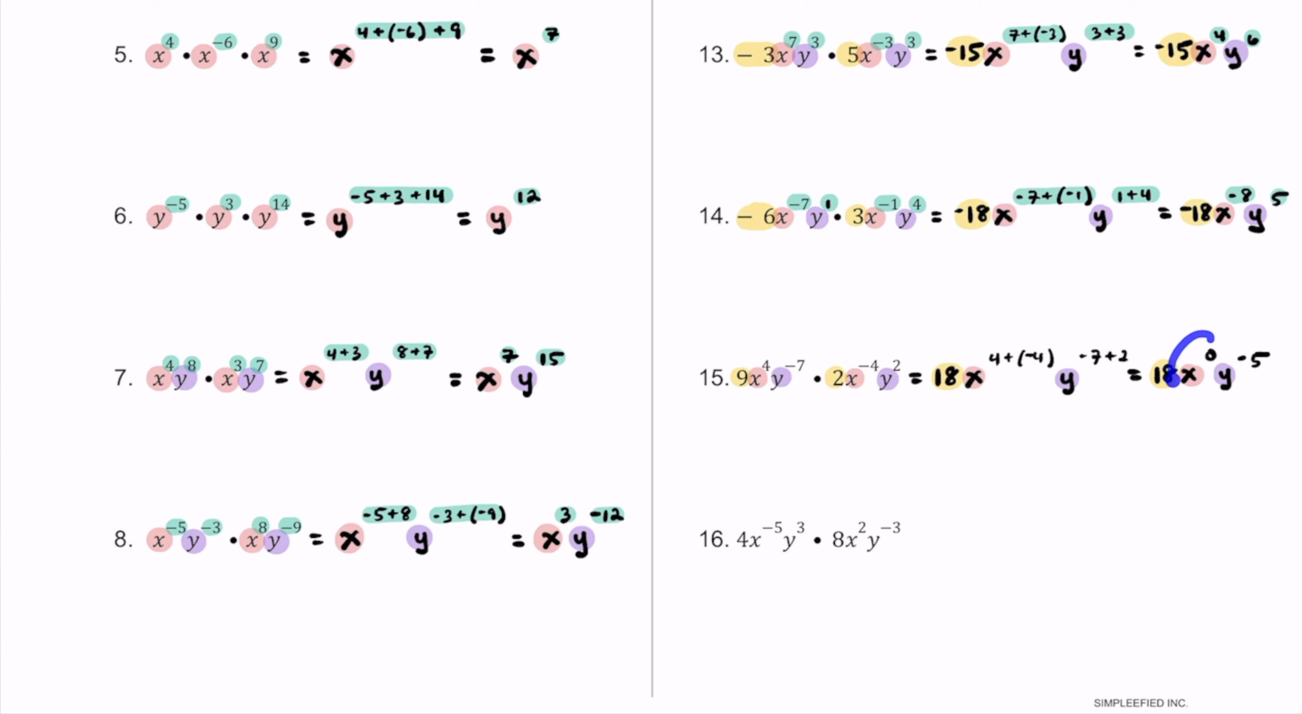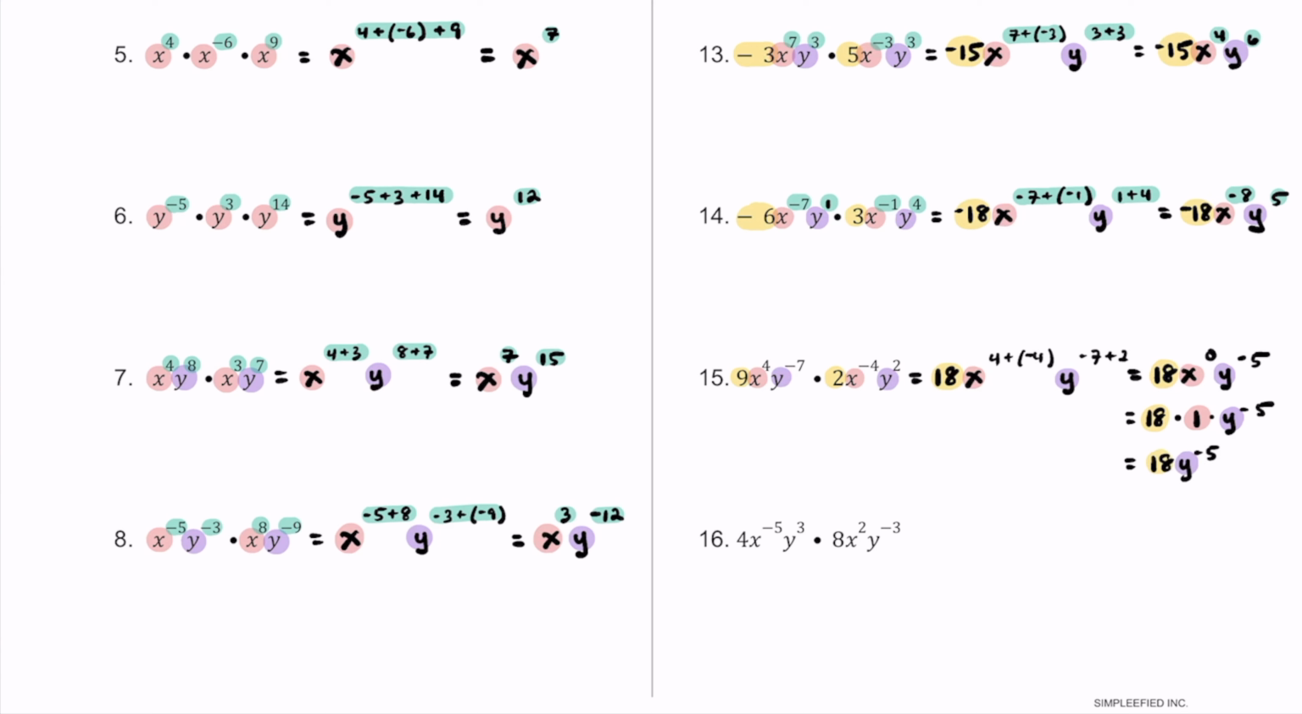Now try to remember that anything raised to the 0th power is just equal to 1, so this becomes 18 multiplied by 1 times y to the -5th power. And since 18 times 1 is just 18, we can write 18y to the -5th power.